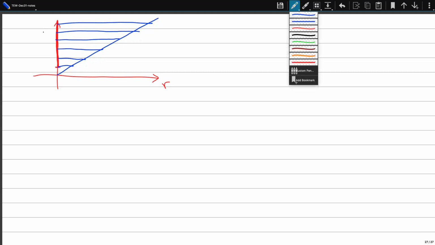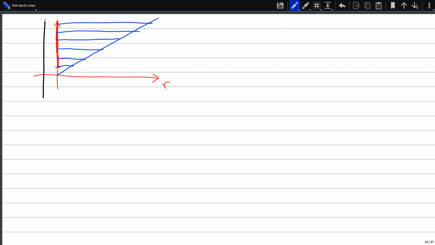Let me just draw the axes differently. This is really the k axis, and this is the r axis. Sorry, delete this r here. So this red line is the value k equals 1, and this vertical red line is the line r equals 1. So you see the region in which k and r vary here.